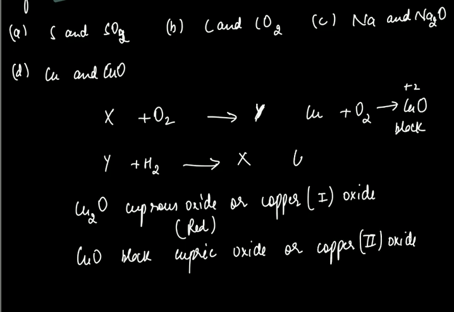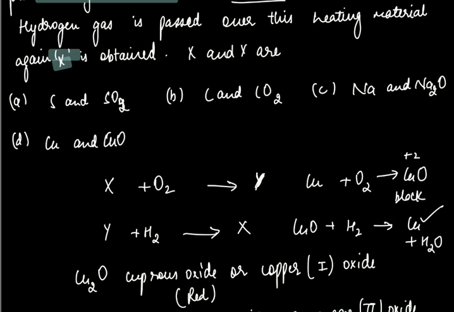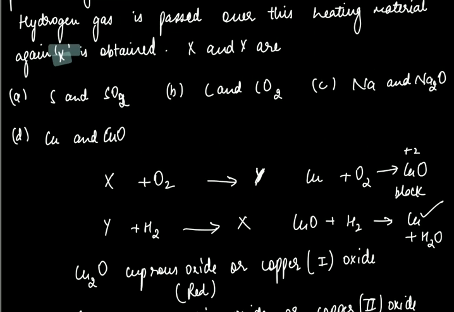Now again, copper oxide, if it is reacting with hydrogen, it's a sort of displacement happening. So you will get copper and water over here. So we are getting the element X again. So X is copper and Y is copper oxide. So this is the correct option.